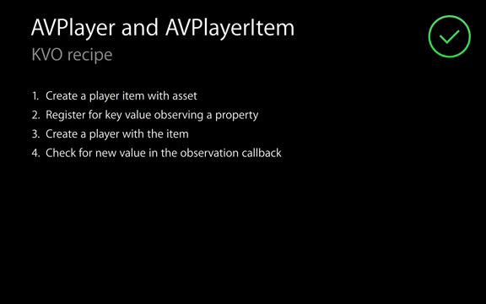The KVO recipe we just used: we first create a player item with an asset, then we register for key value observing a property of interest. After that, we associate the player item with the player. And in your observation callback, you can look at the change dictionary to know what the new value is. This is the recipe when you work with these objects. But there are a few more things to remember when you are interacting with these objects in general.